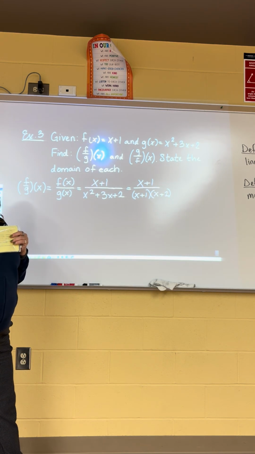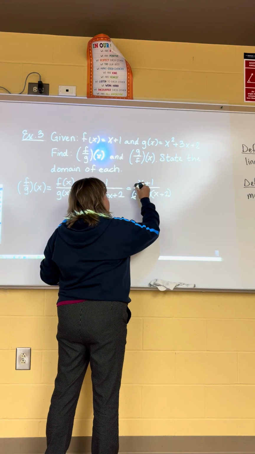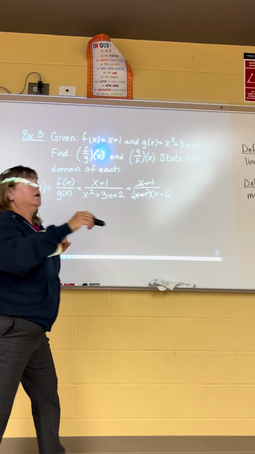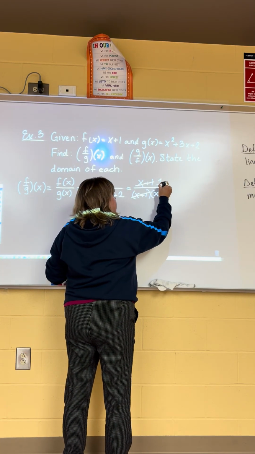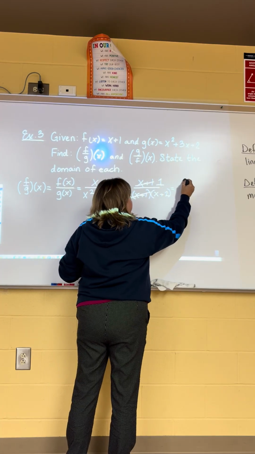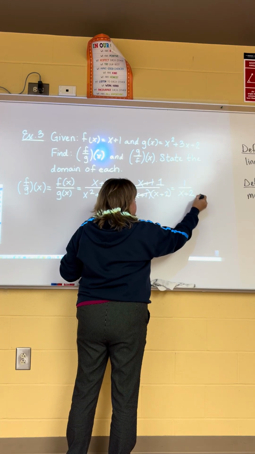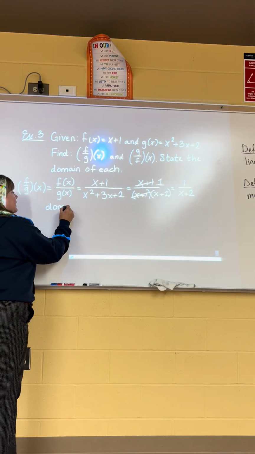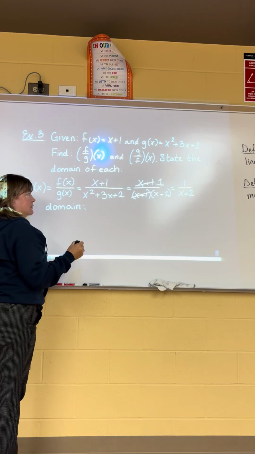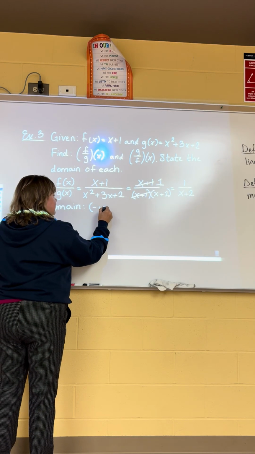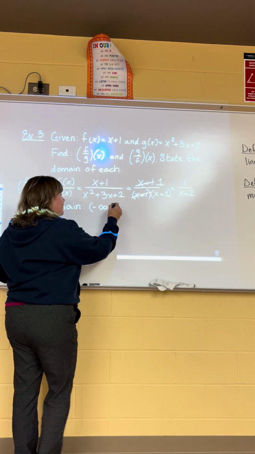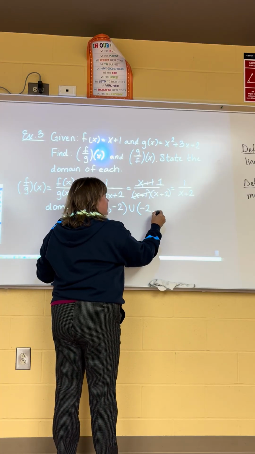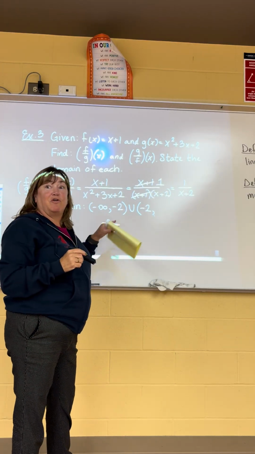Good so far? What happens to the numerator? Huh? Yep, becomes a 1, don't forget. It doesn't disappear. Now we have 1 over x plus 2. What's my domain in interval notation? Parentheses, negative infinity, comma, negative 2, parentheses. Union, parentheses, negative 2, comma, infinity, parentheses. No. Good so far. What can't you?